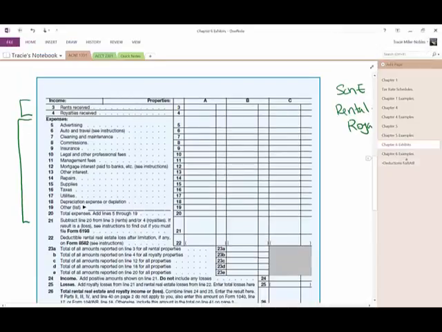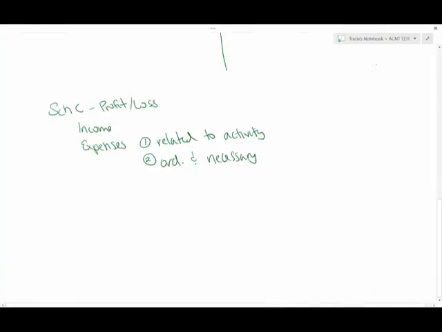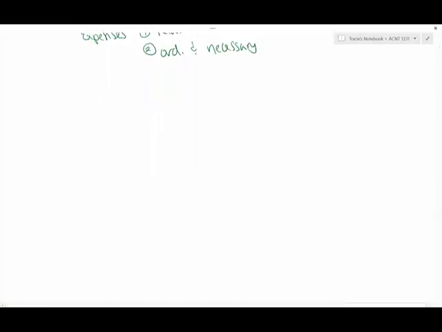Now, as a reminder, we also have another type of deduction that's allowed that we've talked about in some detail in other chapters, and that is losses. Remember that a taxpayer that disposes of business assets or other assets such as capital assets is allowed to deduct a loss on their tax return.